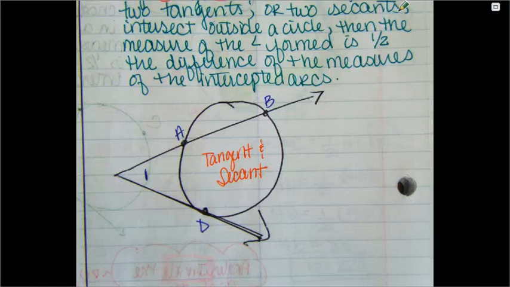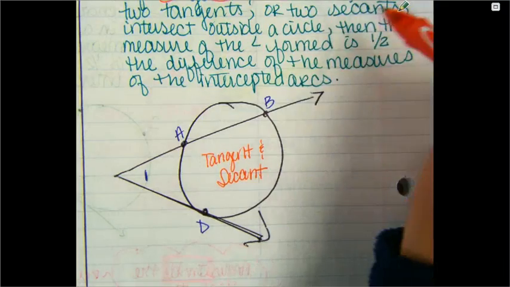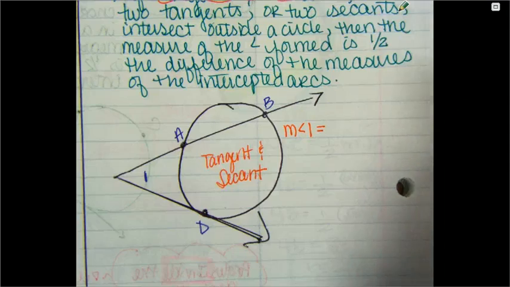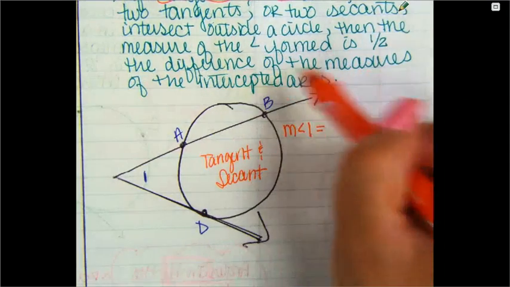Okay, this is the tangent and a secant, correct? Okay. Ready? Okay. So what it says is this. It says the measure of the angle formed. So the measure of angle 1 is equal to half the difference of the measures of its intercepted arcs.